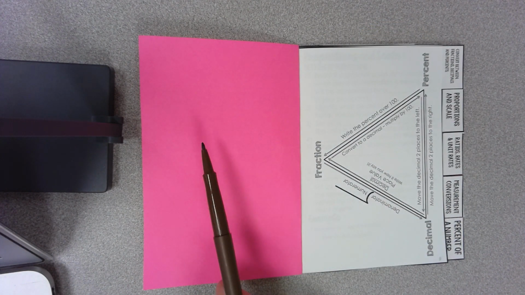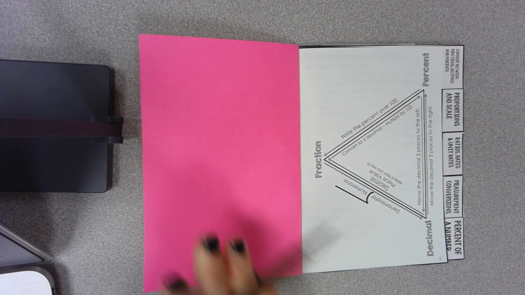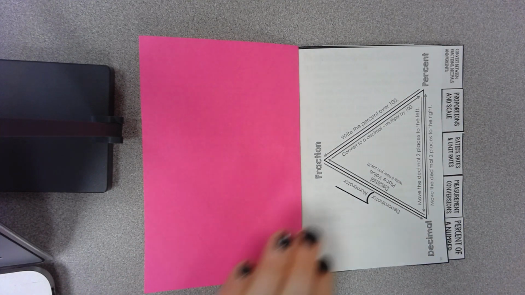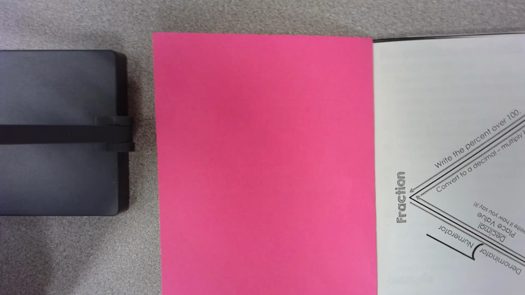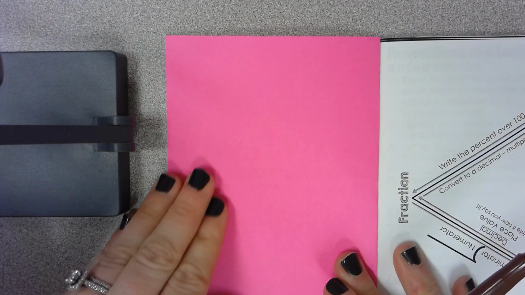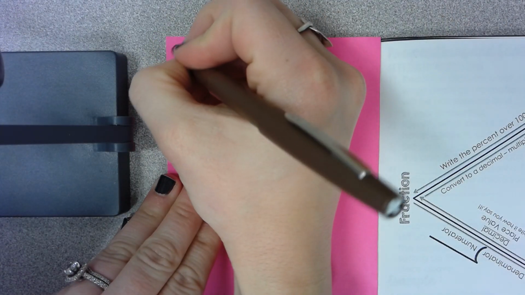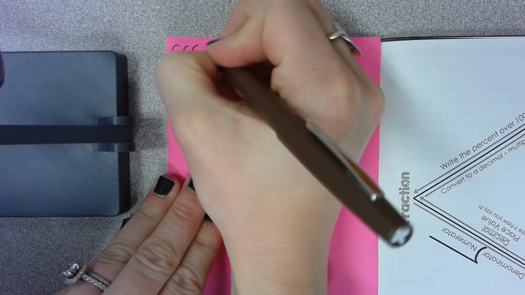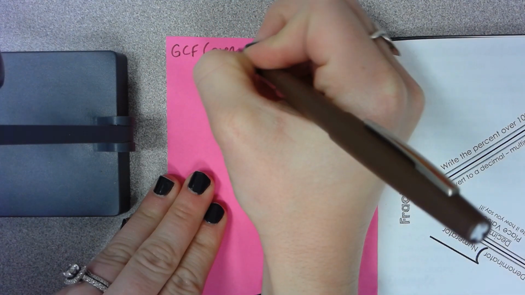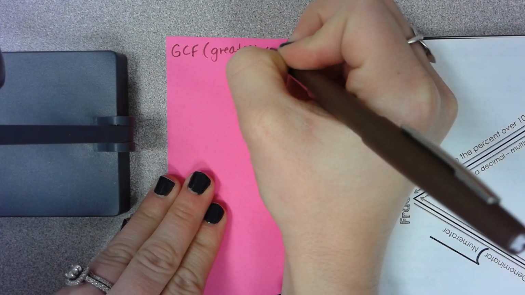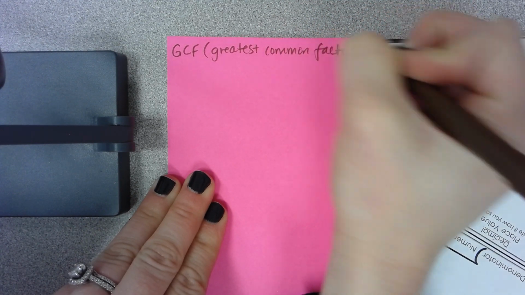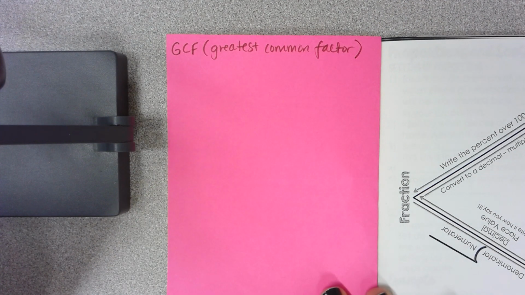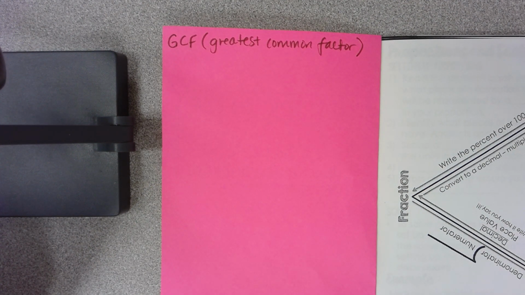So I'm actually going to write the notes for this on the inside front cover of our Ratios, Rates, and Percents booklet. Okay, so we're going to be working with GCF and LCM. So GCF is greatest common factor. And we're only going to look at this part today, and then we'll add on to these notes with LCM a little bit later on in the week.